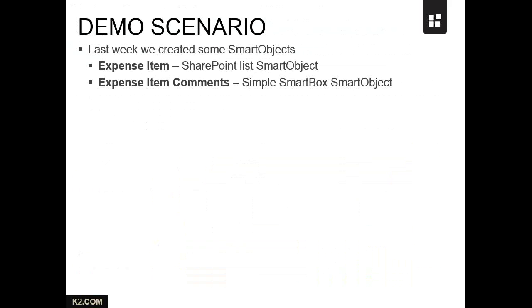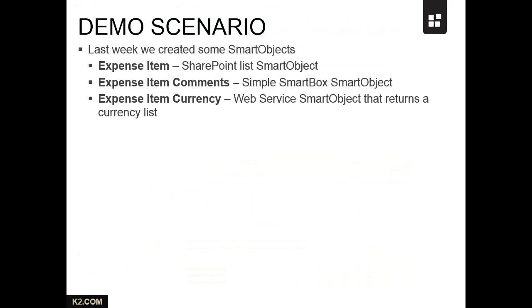It's new information that we're going to store. We also associated that comments smart object with expense items in a way that we can say that for every list item in the list, we can have an individual comment thread for each one of those, so kind of a one-to-many relationship there. So we created that association.